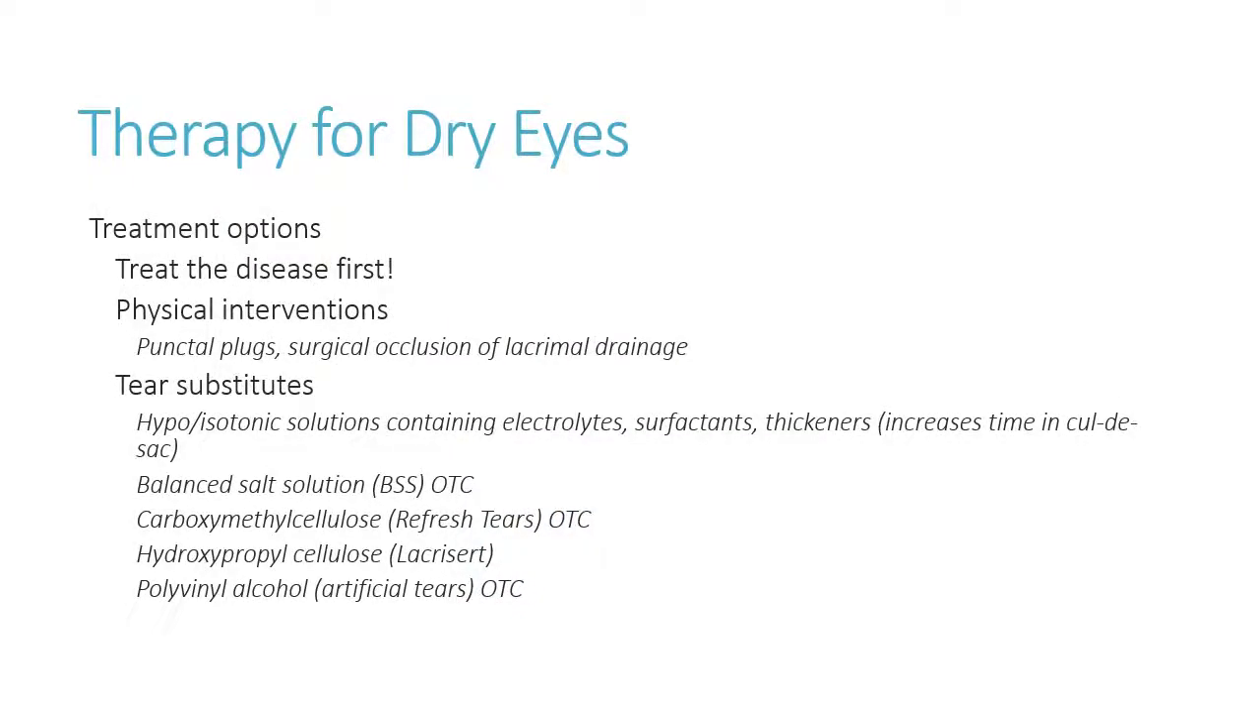So what do we do? We'd like to treat the underlying cause of the dry eyes first, if at all possible, and then we can start to think about either chemical or physical interventions. From a physical intervention standpoint, you can do things like a punctal plug. It plugs up the nasolacrimal drain so that the tears stick around longer, whatever they are producing, or you can have a surgical cauterization of the duct as well.